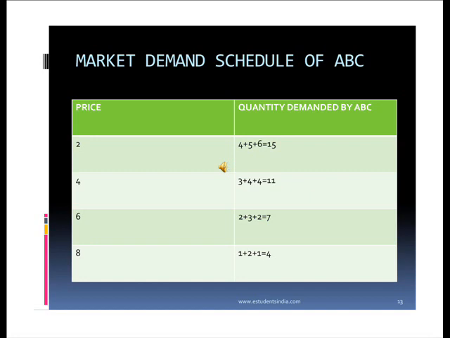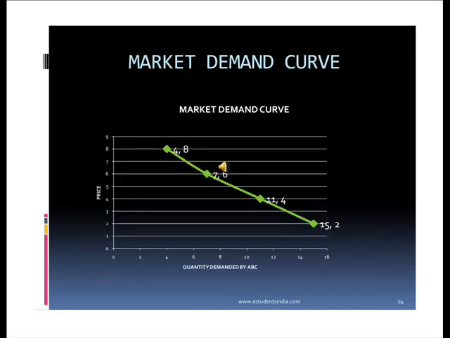Suppose there are 3 individuals or buyers in the market for a good. You get a demand schedule like this. Whatever be the number of individuals in the market, their demand schedules can be added together to get a market demand schedule for a good. Market demand curve. Market demand curve of ABC is shown.